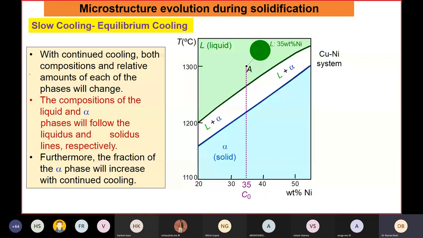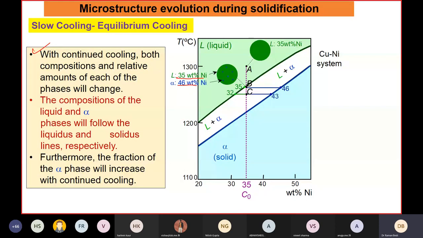I already said that with continuous cooling, both compositions and the relative amount of each of the phases will change. We already know that. So you are at B. This is how the composition of L and alpha is there at B, and the relative amount of L and alpha at B is also changing. Right now, what we are showing is that the composition of the liquid phase is 35% nickel at point B, and this is 48 or 46% nickel for alpha.